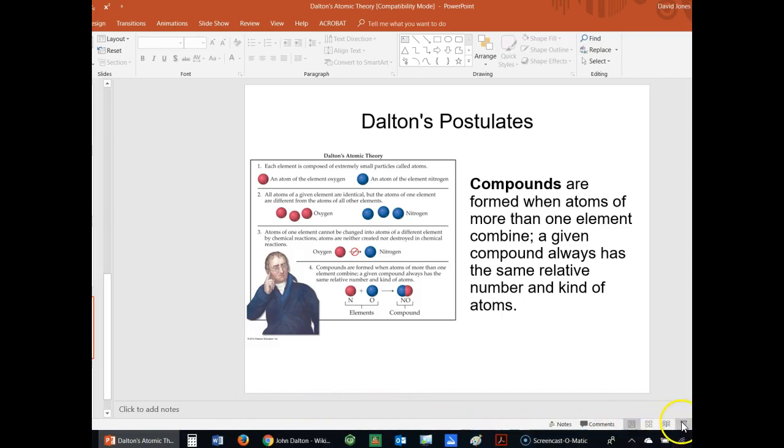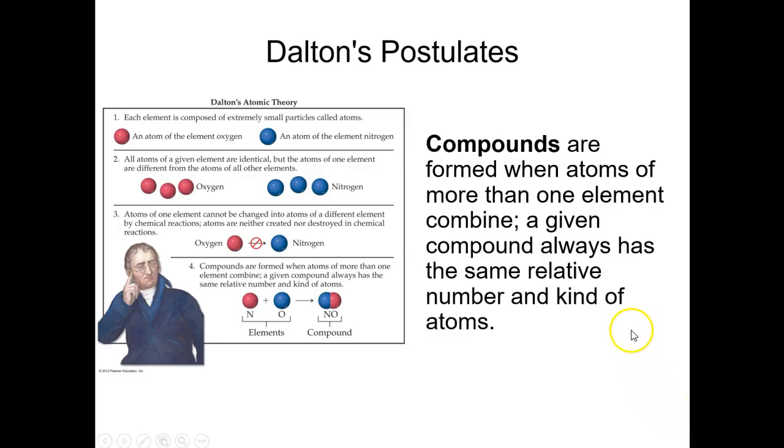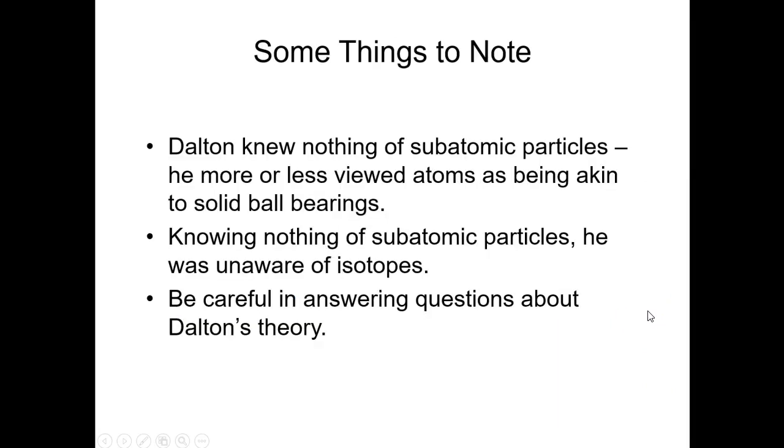One thing I want to point out to you, because this will come up sometimes in questions about Dalton's theory, is that Dalton actually didn't know anything about subatomic particles, which, by the way, is what you're going to learn about next. Dalton knew nothing about subatomic particles. He pretty much viewed atoms as being somewhat akin to just solid ball bearings, and say nitrogen ones just had an N sort of stamped into them, and oxygen ones had an O stamped into them, and carbon ones, et cetera. Somehow they had an identity, but he had no idea what gave them their identity.